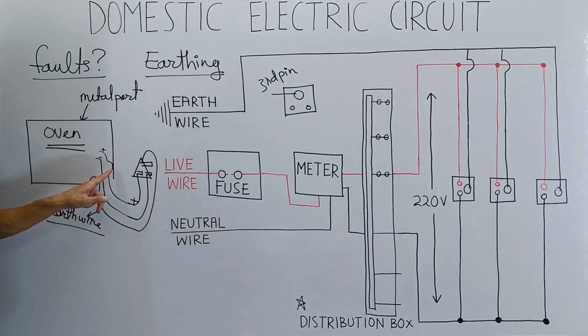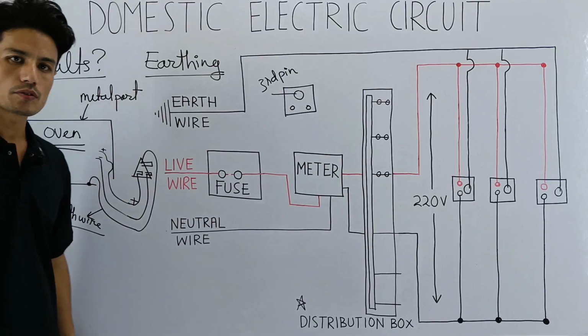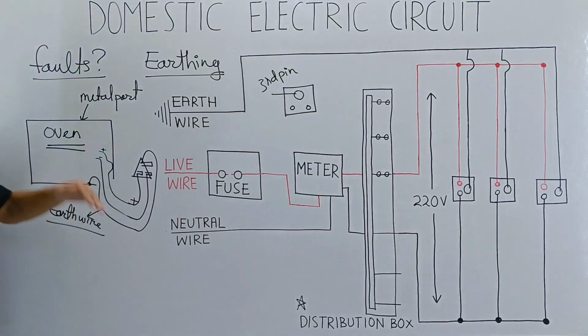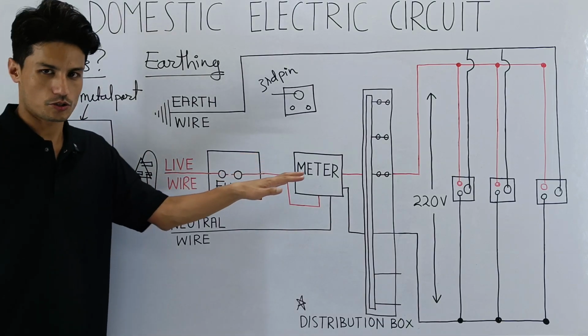The live wire is still in direct contact with the metallic part of the oven. And then again, I keep my hand here. Now I keep my hand here. Now will I get an electric shock? Will I get the same nasty shock which I got?